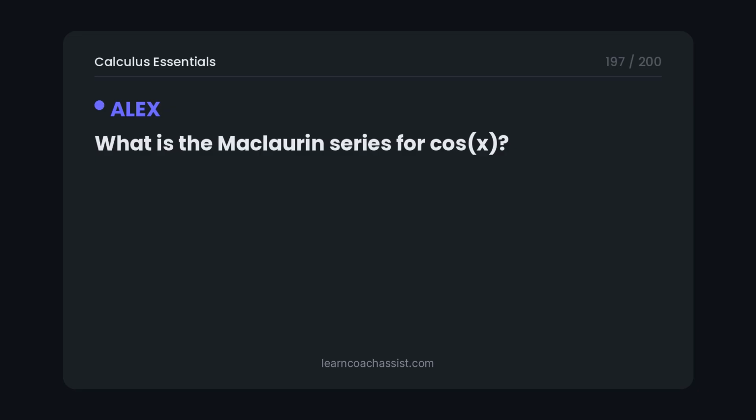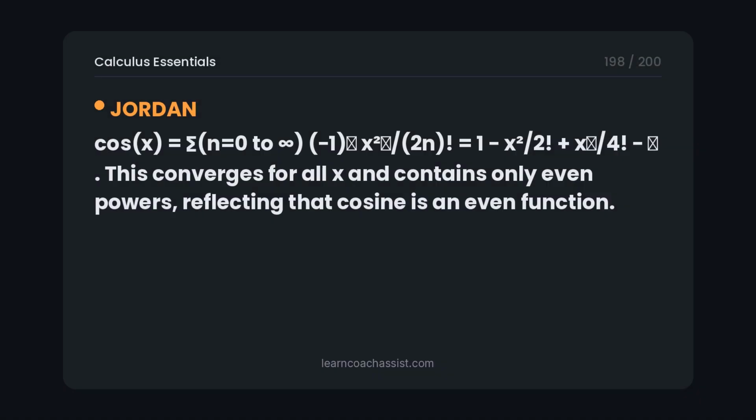What is the Maclaurin series for cos x? Cos x equals sigma n equals 0 to infinity of (-1) to the n times x to the 2n over (2n) factorial, which equals 1 minus x squared over 2 factorial plus x to the fourth over 4 factorial minus and so on. This converges for all x and contains only even powers, reflecting that cosine is an even function.